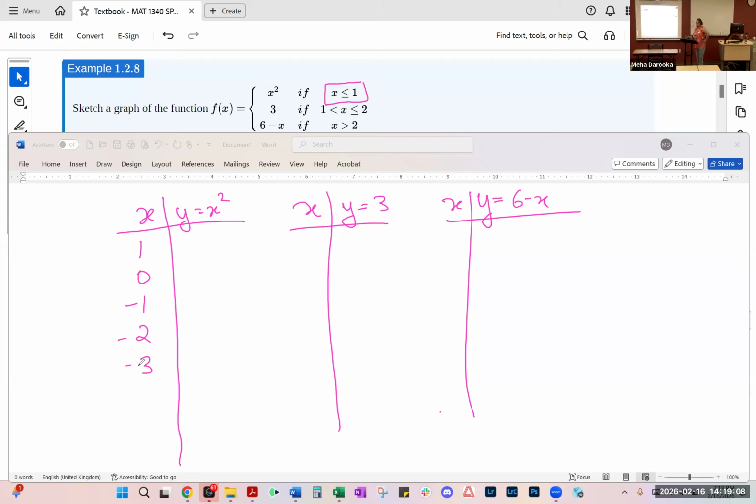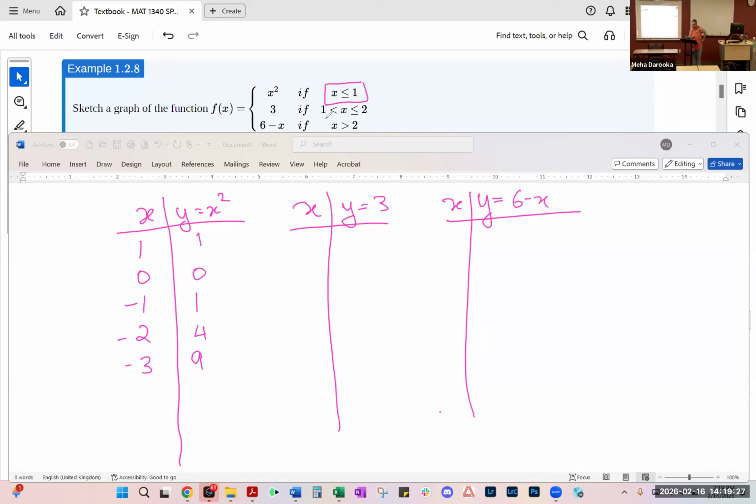So you can see for x squared, you're of course doing 1 times 1, which is 1. 0 times 0 is 0. Negative 1 times negative 1 is positive 1. Negative 2 times negative 2 is positive 4. Negative 3 times negative 3 is positive 9. So you get the points that you need.